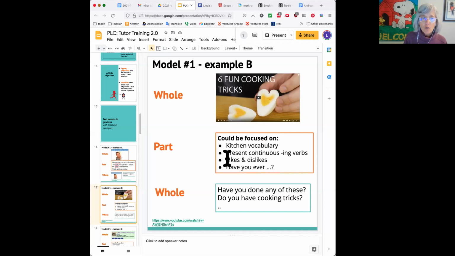And then we could do parts just focused on kitchen vocabulary, in which I would actually bring things from my kitchen. And in Zoom, I would ask my students to bring things from their kitchen. We can do present continuous with ing verbs, likes and dislikes. Have you ever? And actually, have you ever would go back into the whole. Now we'd look at the whole thing again, see if we can describe what they were doing, and then talk about students' experiences relative to that. Whole, part, whole.